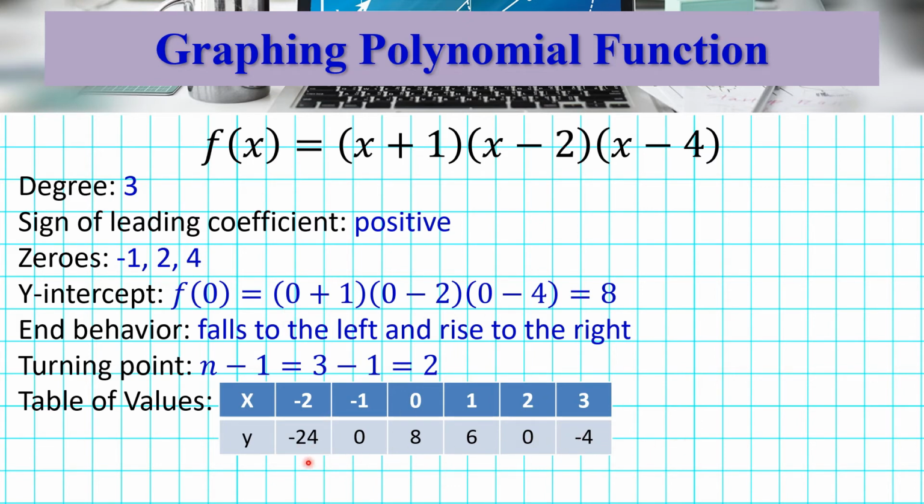So, ibig sabihin, may mga ordered pair na tayo na pwedeng i-plot dun sa graph natin. We have (-2, -24), (-1, 0), (0, 8). Ito yung y-intercept kanina. We have (1, 6). We have (2, 0). Ito yung x-intercept natin. And then (3, -4). Another x-intercept is yung (-1, 0). So, makakatulong tong mga set of points na to para mas ma-plot natin later on yung ating polynomial function.